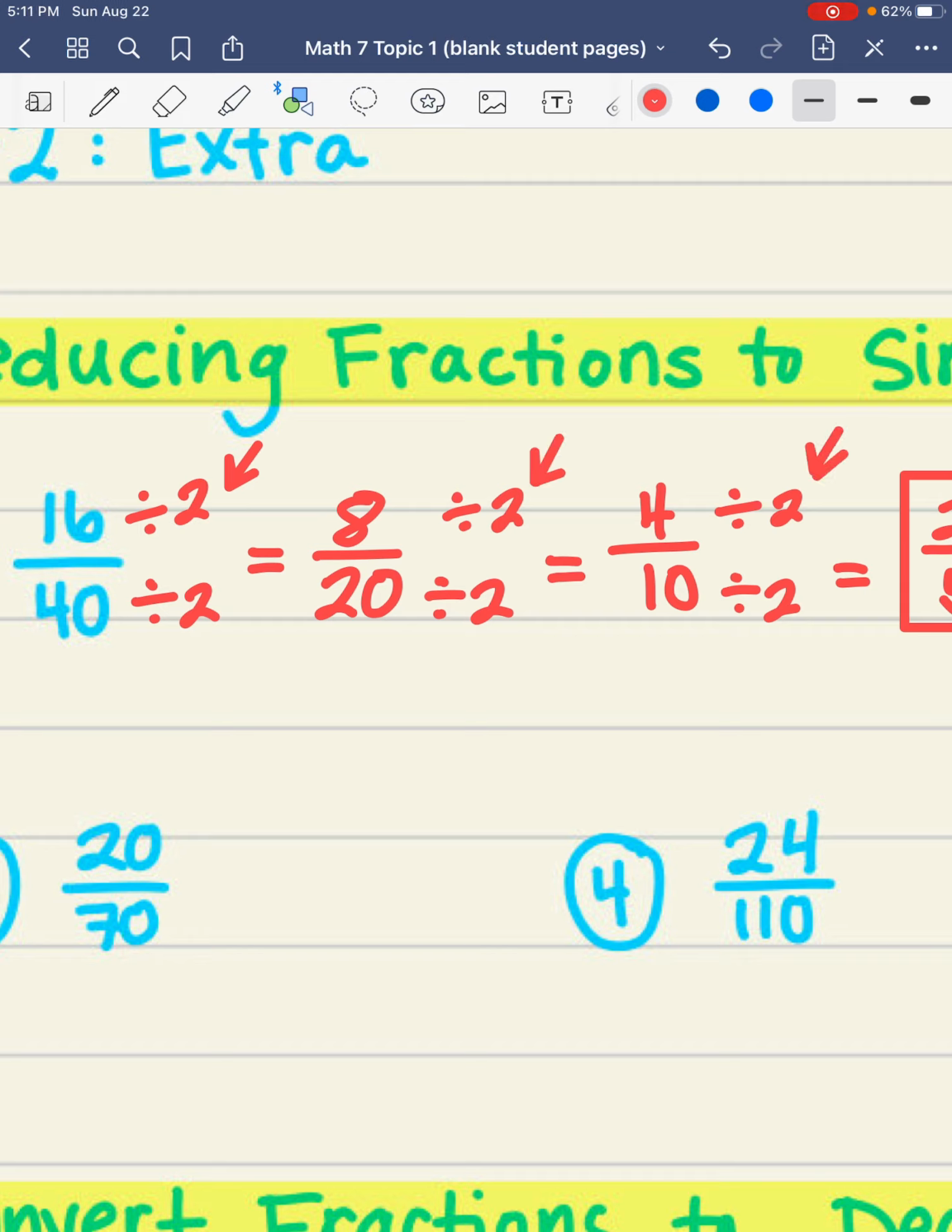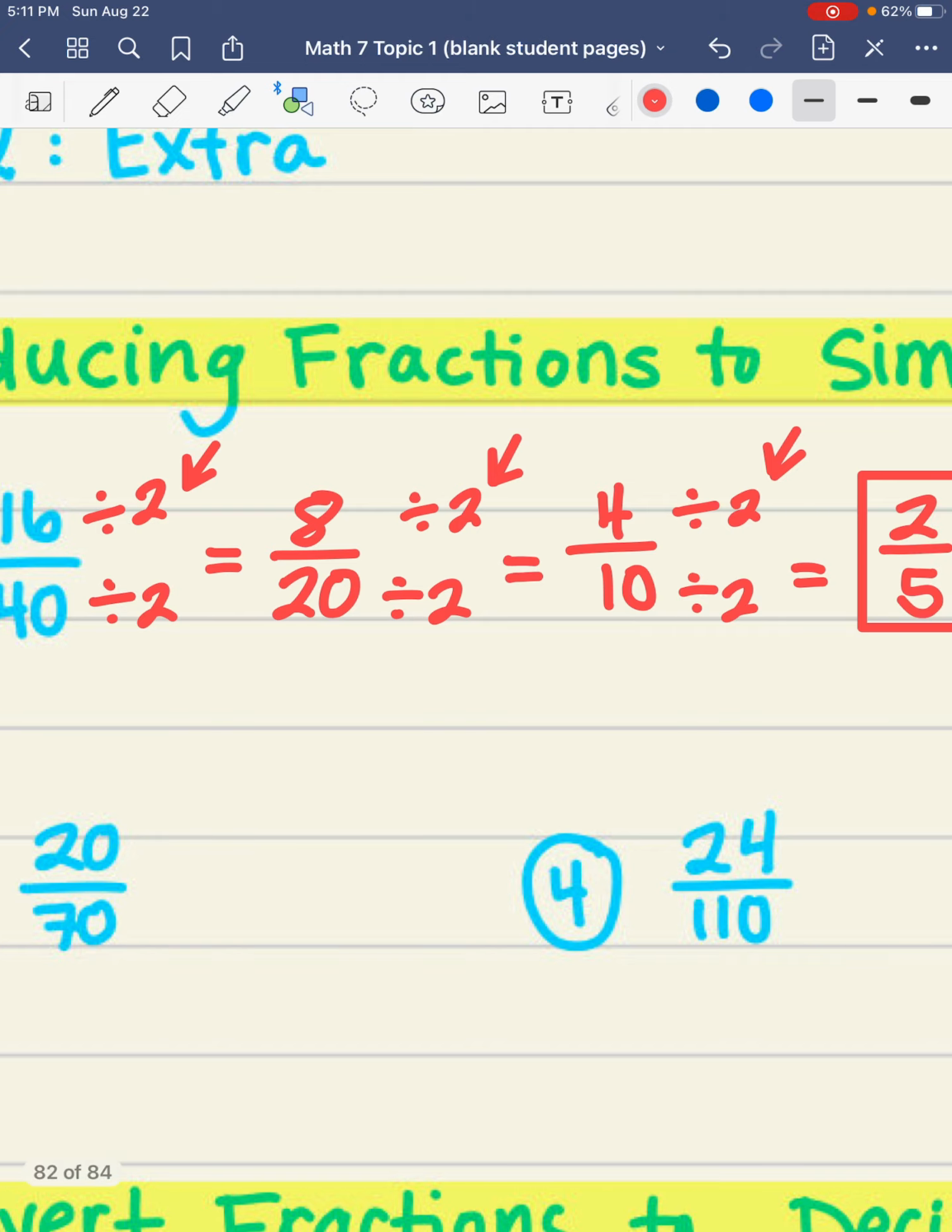Would I have been able to divide by 8? Yes, I would have. I know that 2 times 2 times 2 makes 8. So I could have said 16 divided by 8 is 2 and 40 divided by 8 is 5. So I could have done this in one step. That's easier to do if you know your multiplication facts. If you don't, you can do it step by step. It does not matter how you get to the end result.